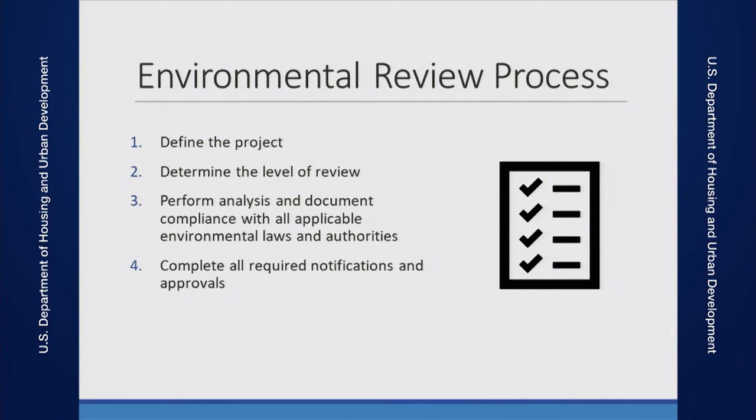Then you use that project description to determine the level of review. Once you have the level of review, you know what steps you'll need to complete and which laws and authorities the project will have to comply with. So at that point, you can comply with all those laws and authorities. Finally, you'll complete all required steps to finalize the review, including, depending on the level of review, potentially providing public notice and getting HUD's approval.